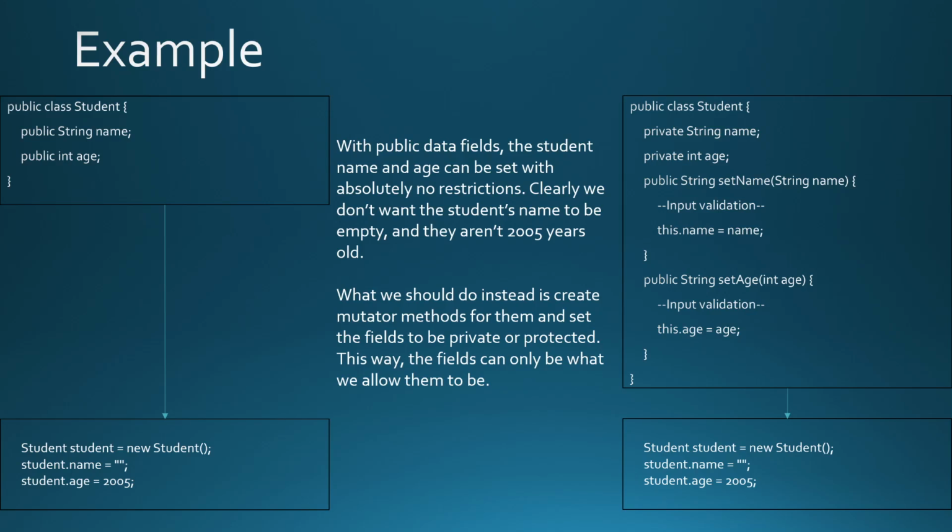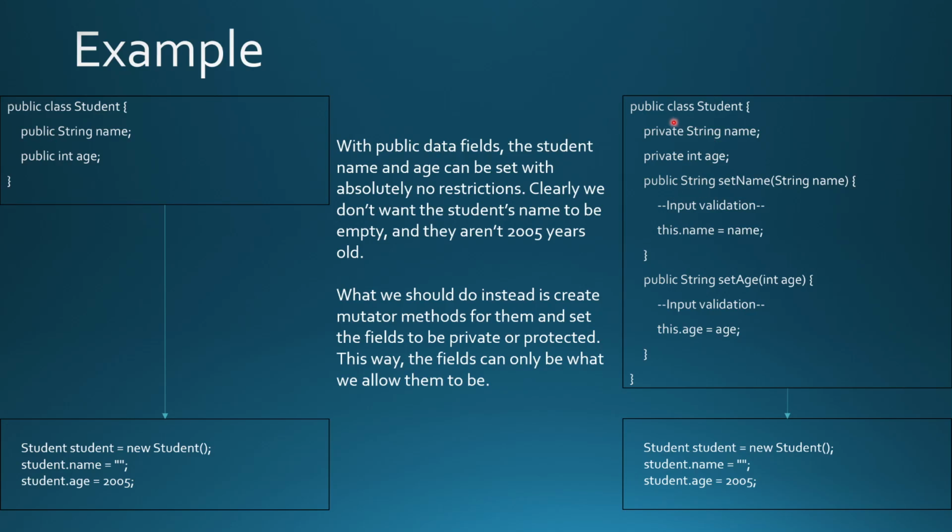So in the next slide here, I have some examples. You can see over here, I have public class Student, and that Student class has a string name and an integer age. Both of those fields are set to public right now. If this is the case, then down here you can see when I declare a student object, I can say student.name equals, and then make it completely blank, or student.age, and set that to be 2005. Well, obviously you don't want to be able to set their age to 2005 and set their name to be nothing.